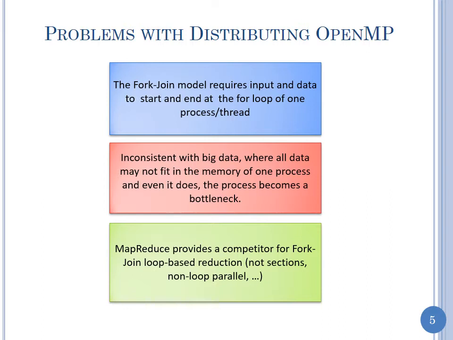So MapReduce provides a comparator for fork join loop-based reduction. Okay, so in OpenMP, we see many things. We see sections, we see parallel constructs having nothing to do with loops, but we're going to focus on reduction and see how we can do reduction in a different way. Okay, so that's what MapReduce is doing. It's a comparator, but it's not entirely different from it because the word reduce is here, and we saw reduce here too. So I want to join or unite the reduces.